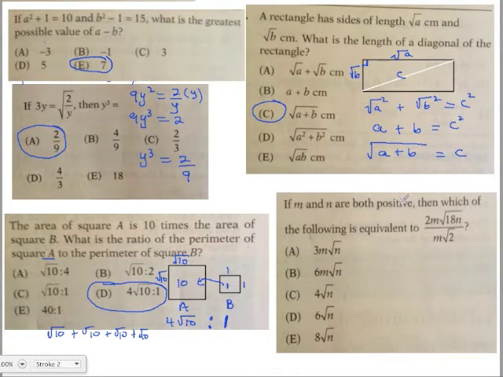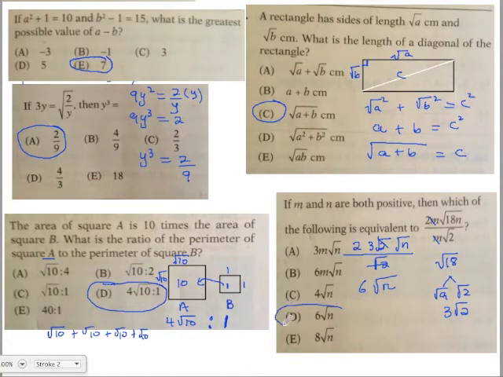If m and n are both positive, then which of the following is equivalent? So I can almost tell right away that I will be canceling that. I can almost tell right away that root 18 will turn into root 9 times root 2, which is 3 root 2. So I'm going to rewrite my question as 2 times 3 root 2 root n over root 2. The root 2 is canceled out. And my final answer is 6 root n. And the answer is D.